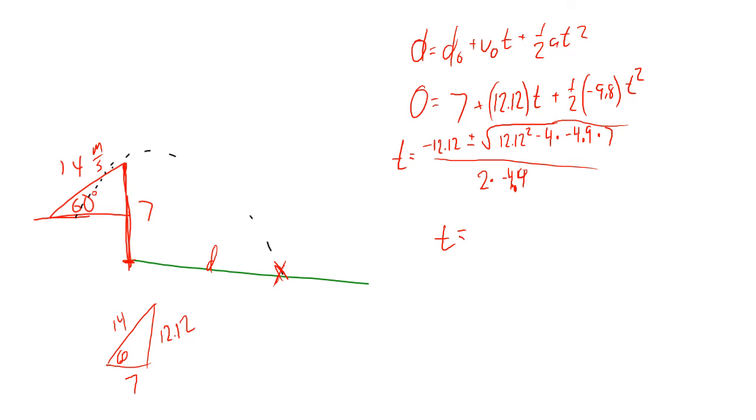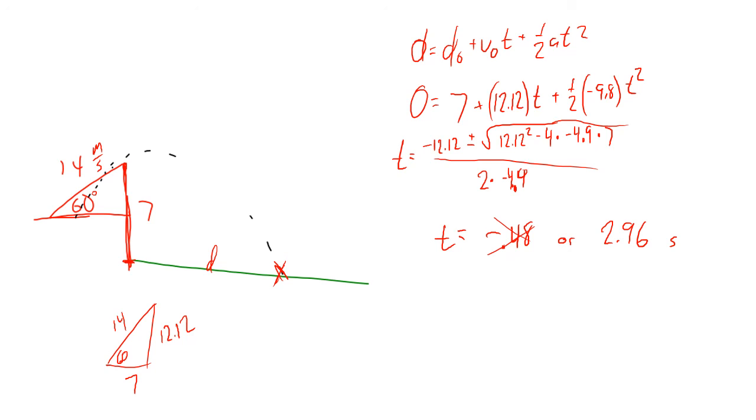T is equal to negative 0.48 and, well, I guess or technically, 2.96. These are your times. Now, one of these times doesn't make sense. It's not this one, because time has to be positive. Alright?